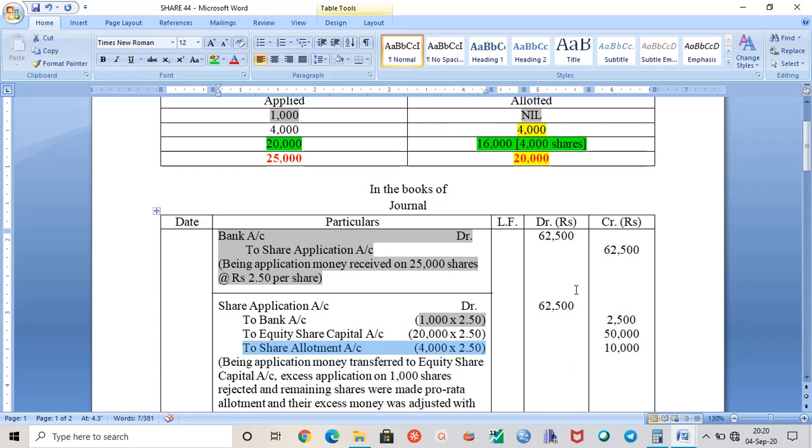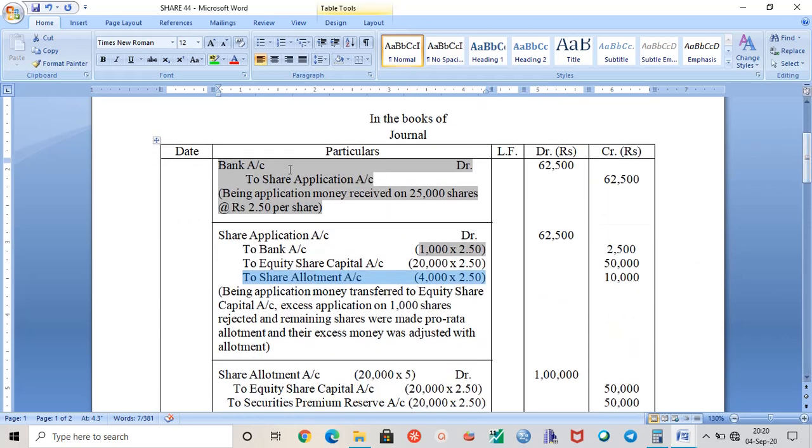It will be adjusted when the company makes the call. Let us pass the second entry. Let us make the entry for this one. Have a look out here. So this is your entry for the second entry.